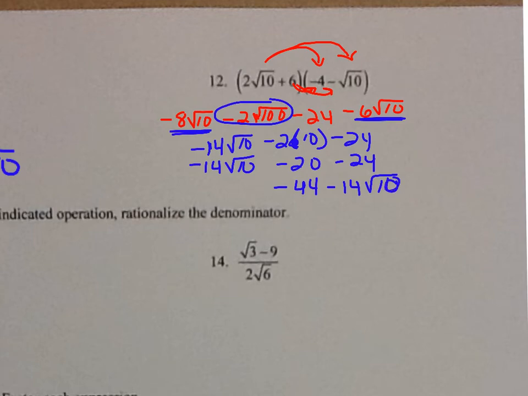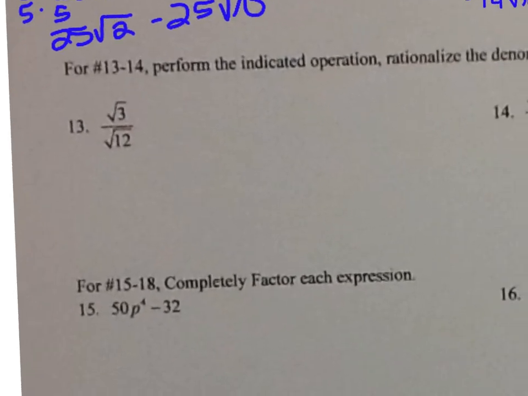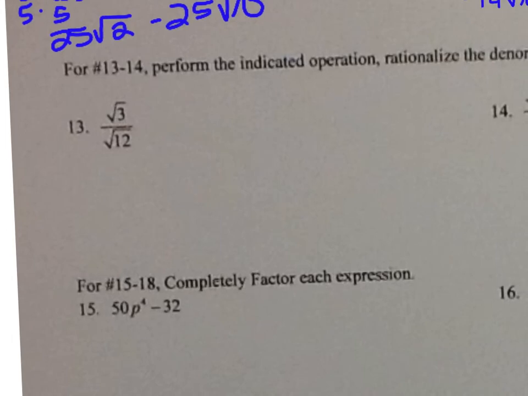Okay, so let's take a look at 13. Okay, 13, we are rationalizing the denominator, which means that you have to get the denominator to be a number that's not a radical. So when it's a monomial, like number 13, all you have to do is multiply by whatever monomial you have in the denominator. So you're going to multiply by the square root of 12, top and bottom. So the square root of 3 times the square root of 12 is the square root of 36. The square root of 12 times the square root of 12 is the square root of 144. Now, the square root of 36 is 6, and the square root of 144 is 12, so this is 1/2.